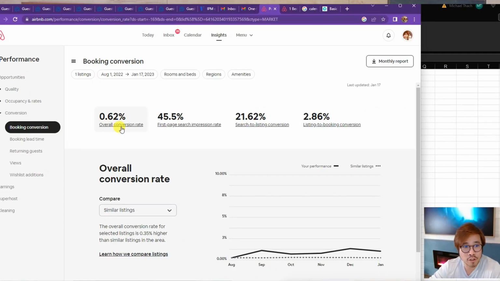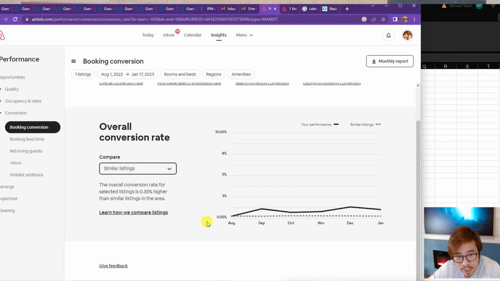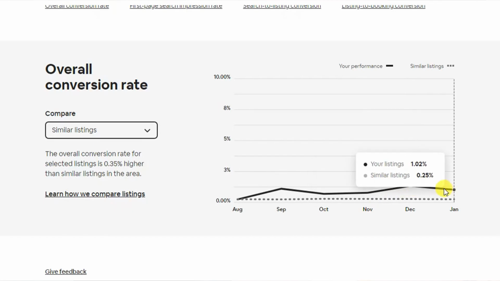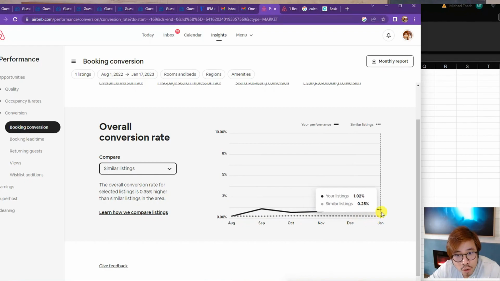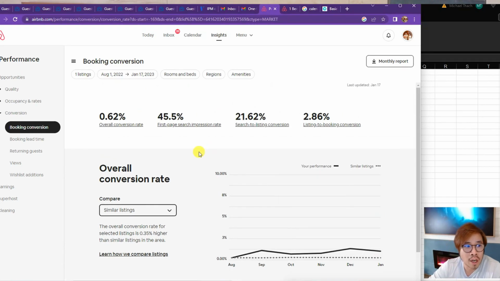The better it converts, it shows, the better it stands out against your competition. Let me show you this. When you go under compare and go under similar listing, you will see that my conversion rate in the black line is better than the line underneath. So we got a very good conversion rate against our competitors. Let me show you how to do this.